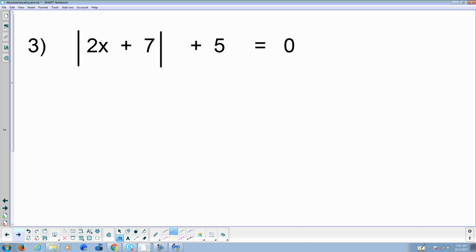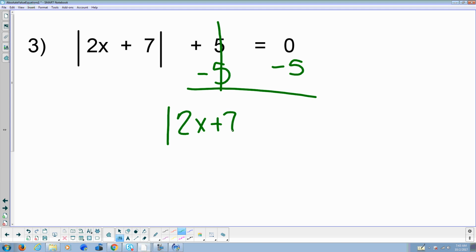In example 3, again, step 1 is to isolate the absolute value expression. I see that there is a plus 5, so I'm going to use the additive inverse, and I'm going to subtract 5 from both sides. So I've got the absolute value of 2x plus 7, now isolated, equal to negative 5.